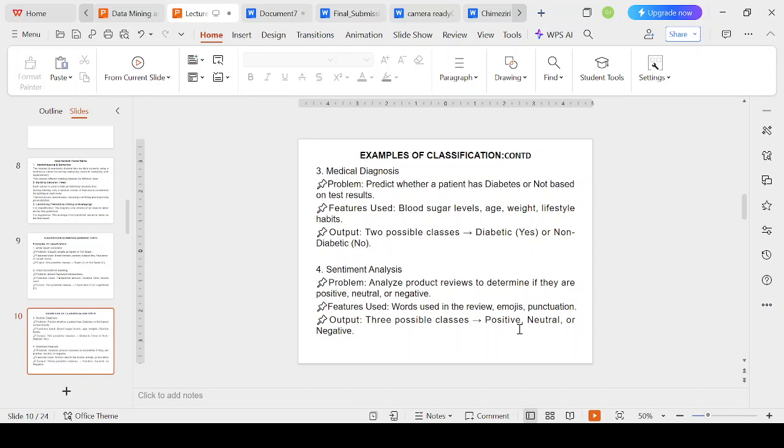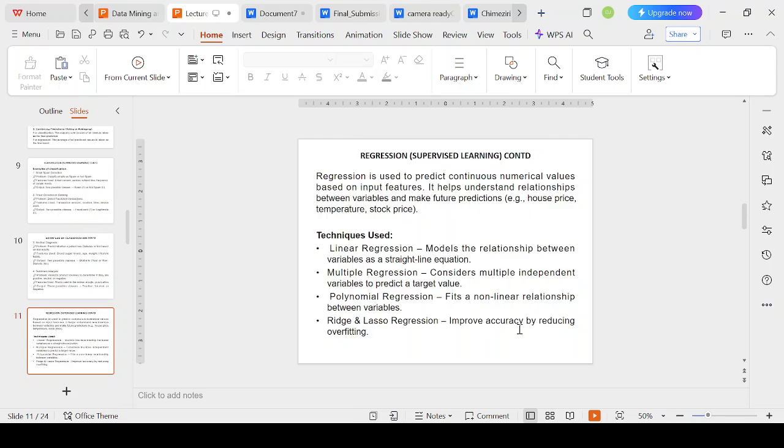Sentiment analysis can also be applied. The problem is to analyze product reviews to determine if they are positive, neutral, or negative. Likely features are words used in the review, emojis, punctuation. Likely output, three possible classes: positive, neutral, or negative.